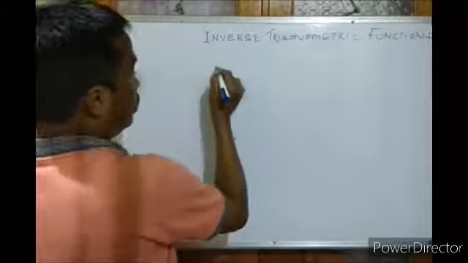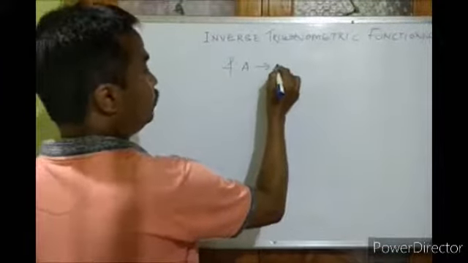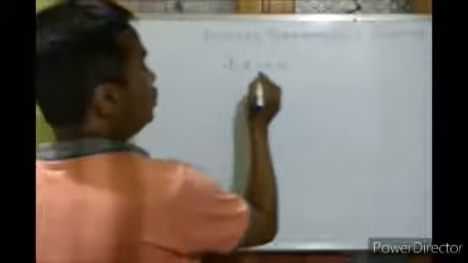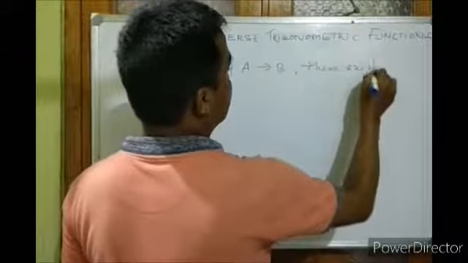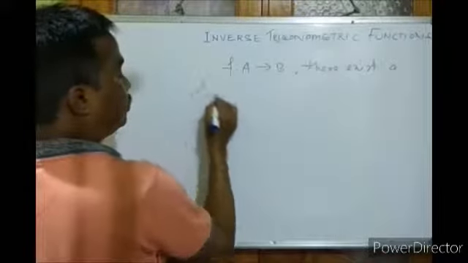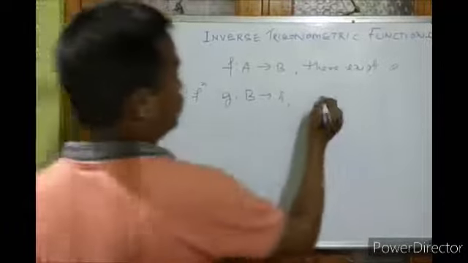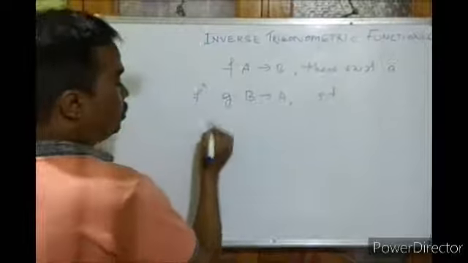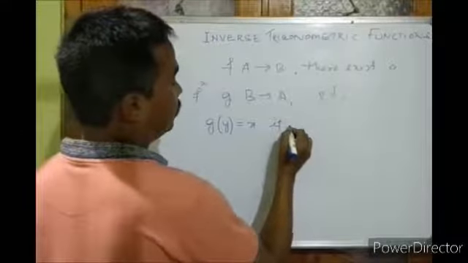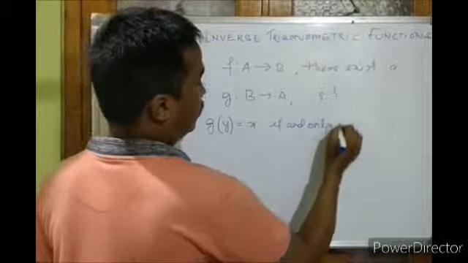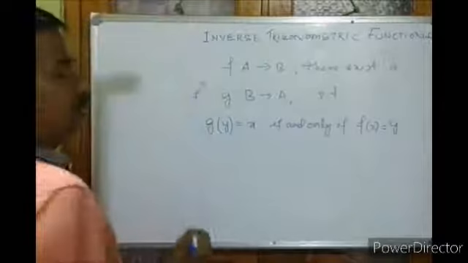We know for every bijective function f mapping A to B, bijective means one-one and onto, there exists a function g mapping B to A such that g of y is equal to x if and only if f(x) is equal to y. Then g is called the inverse of f.